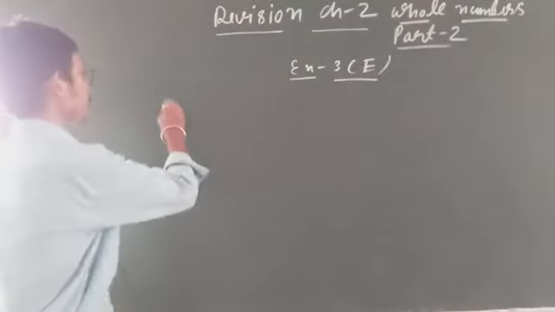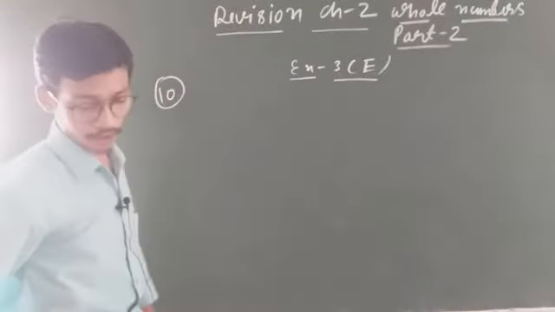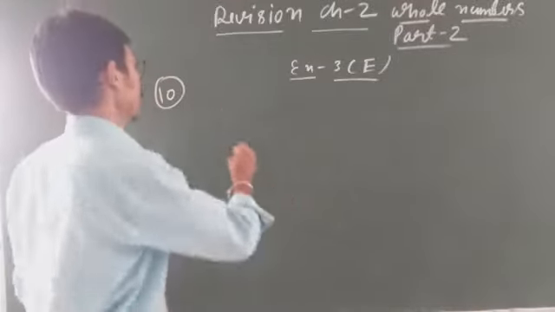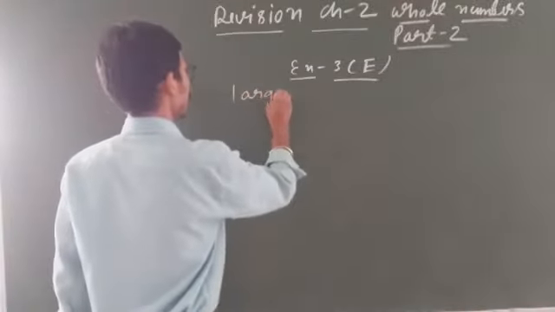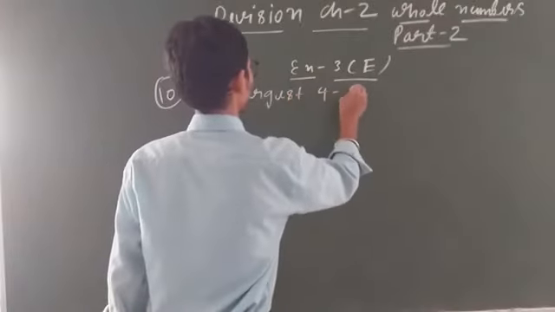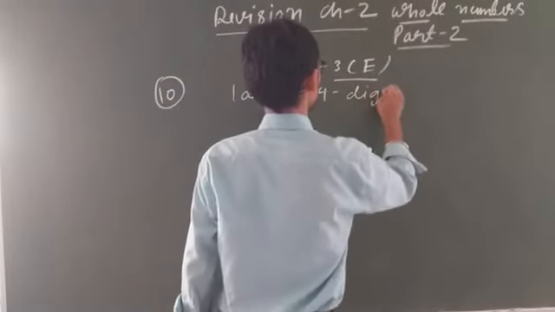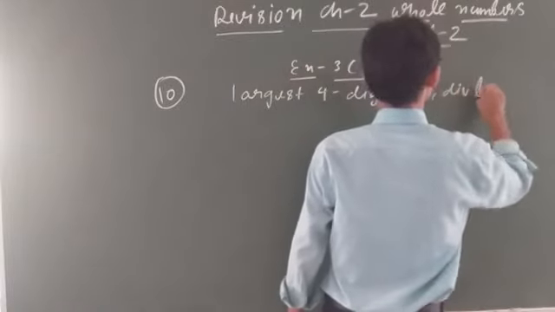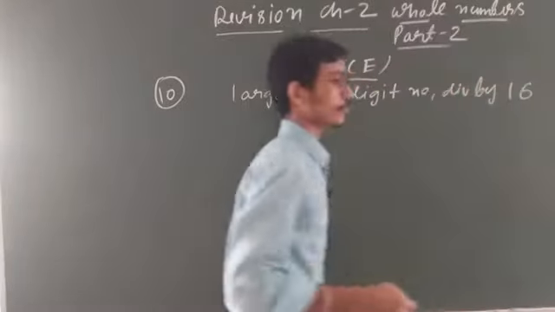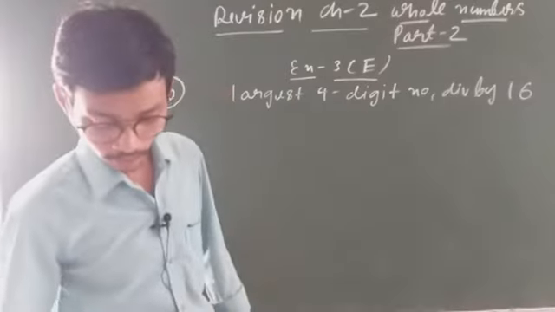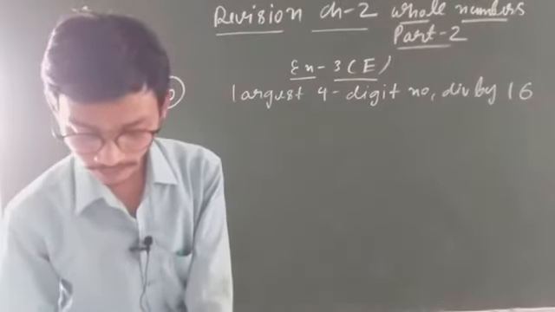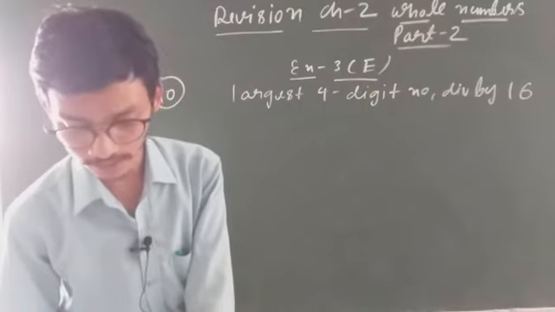Question number 10 I am going to discuss. This type of question is very important and always comes. Find the largest 4-digit number divisible by 16. So you have to find out the largest 4-digit number which is divisible by 16. Clear, student? So we have to solve this question.